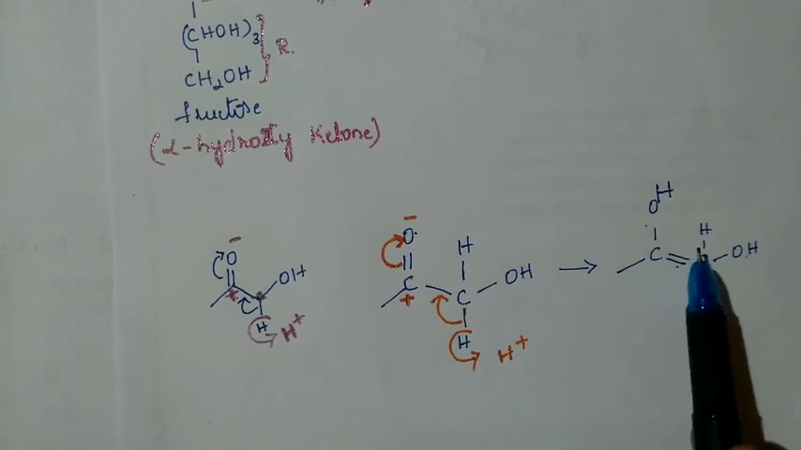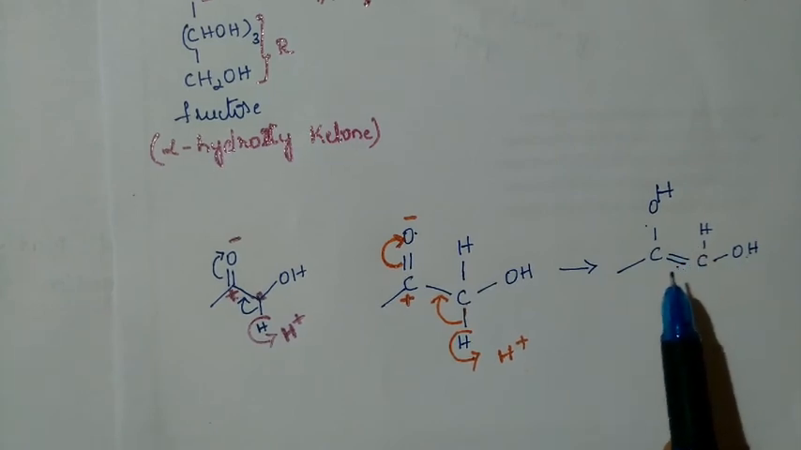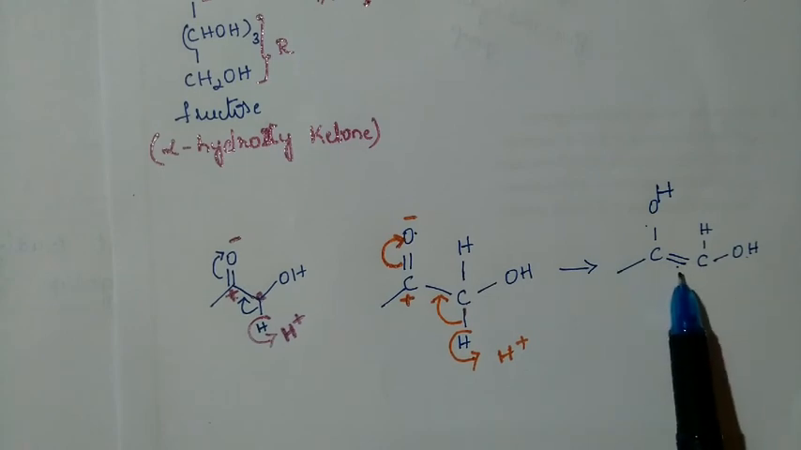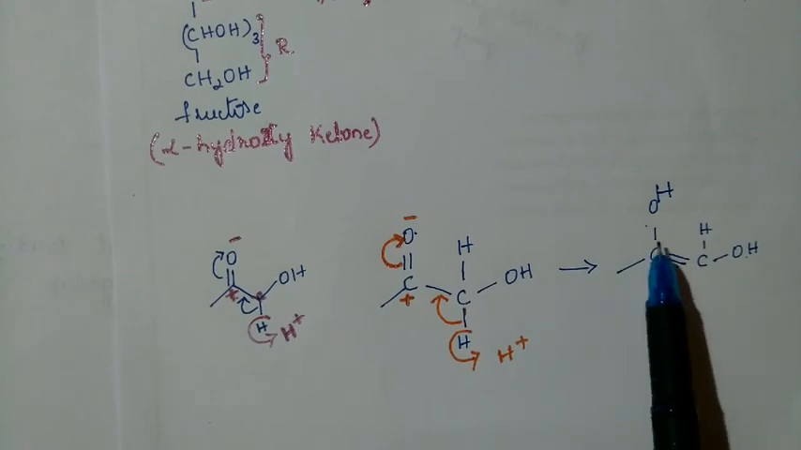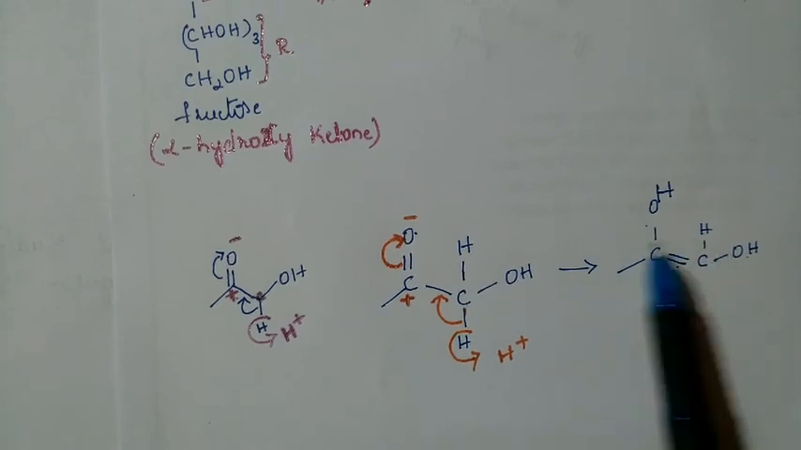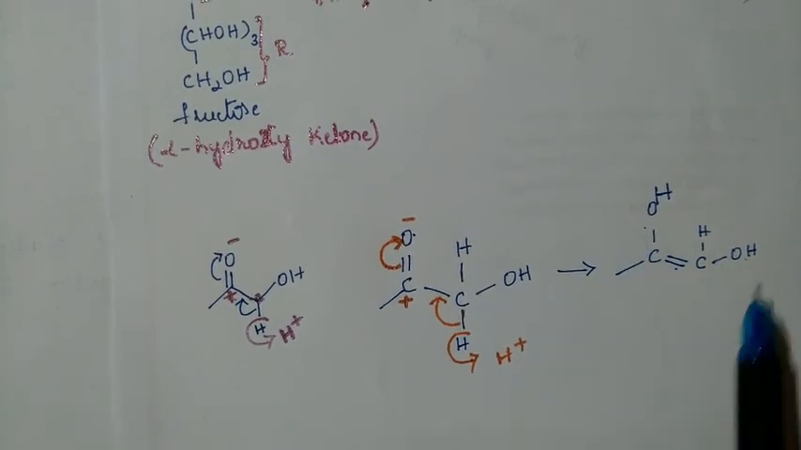Diol. The OL indicates an alcoholic group. Between the carbon atoms, a double bond is there, so that's why it is ene. On each carbon atom, one OH group is present, so that's why it is named enediol.